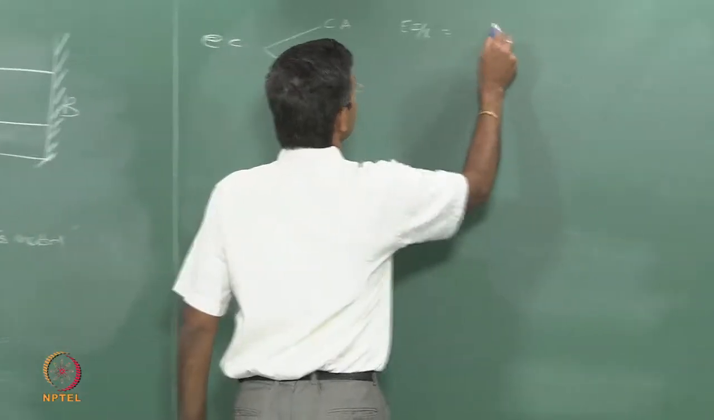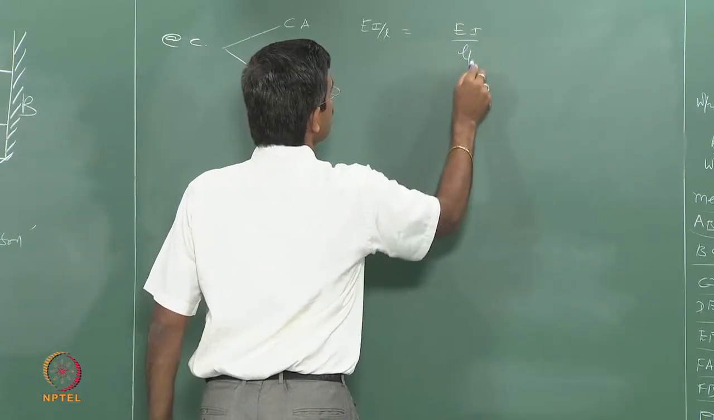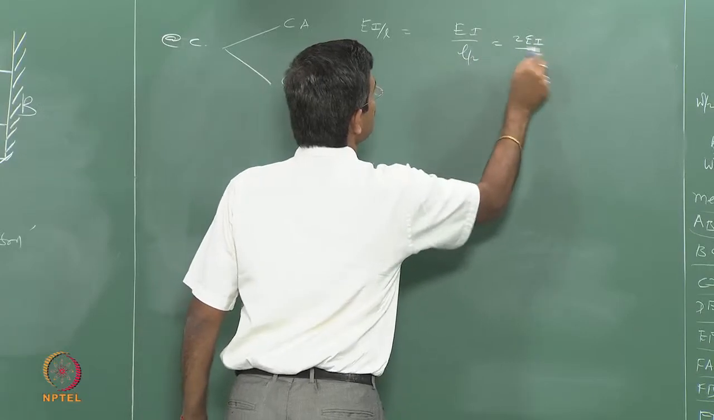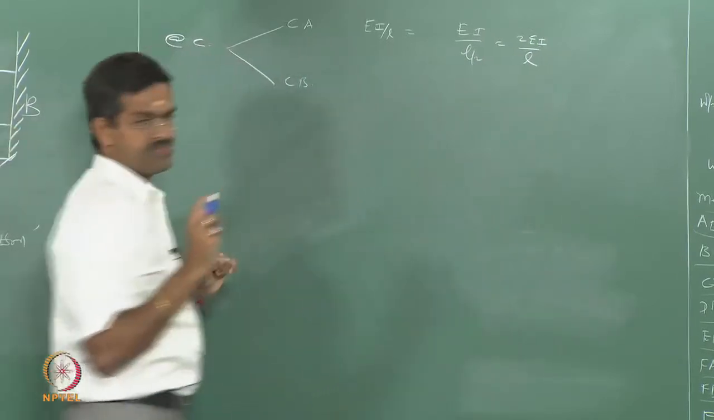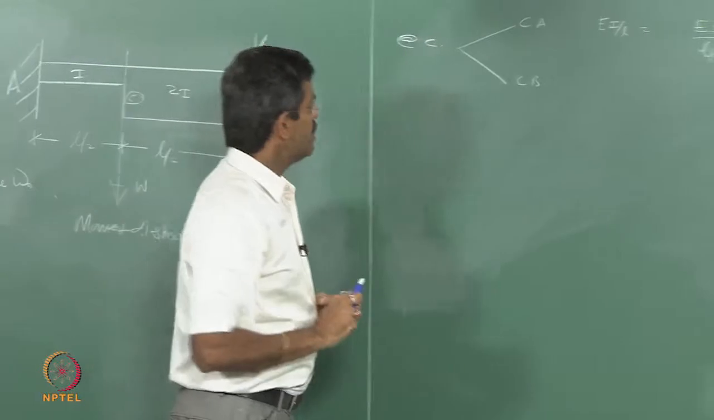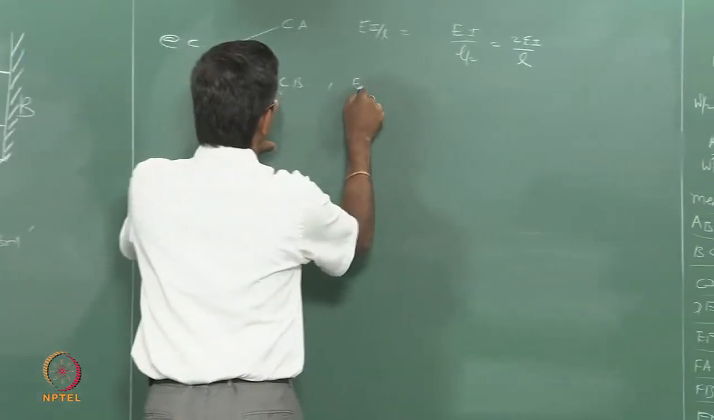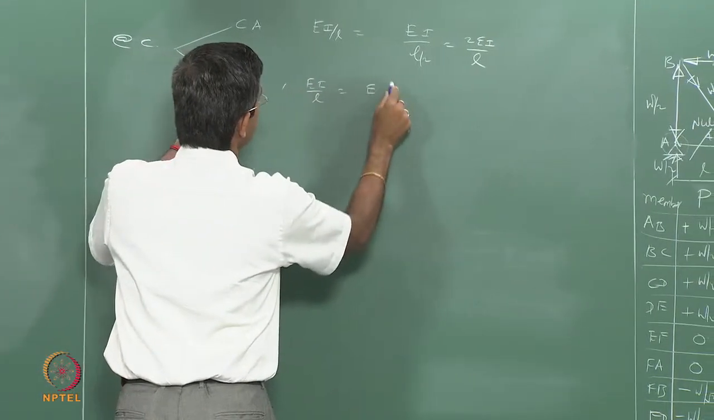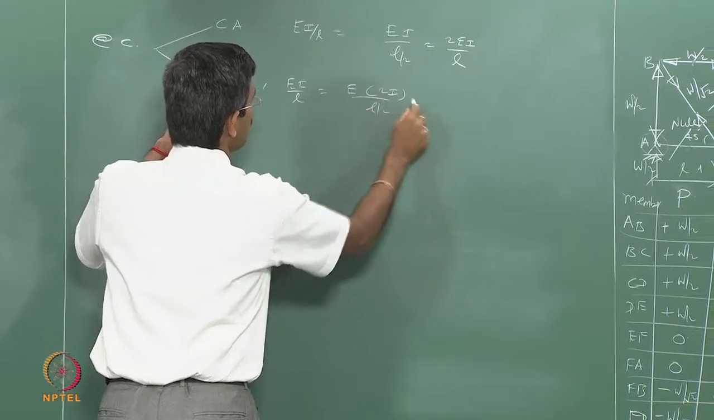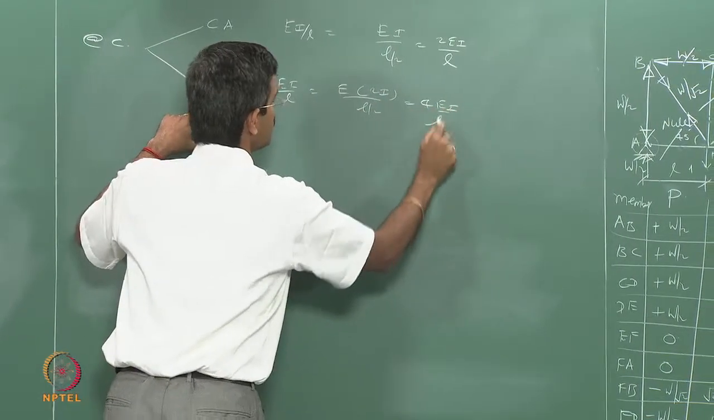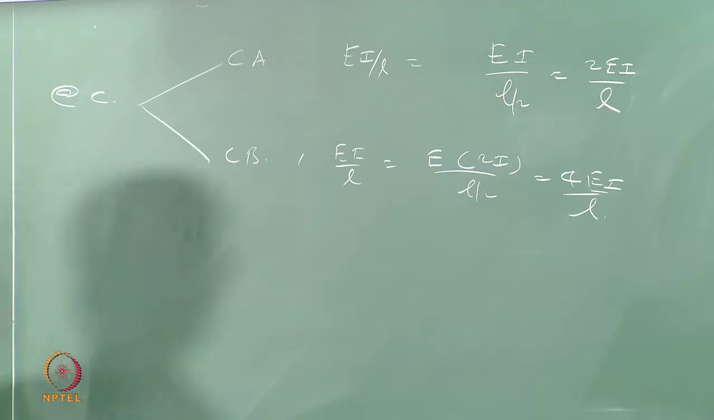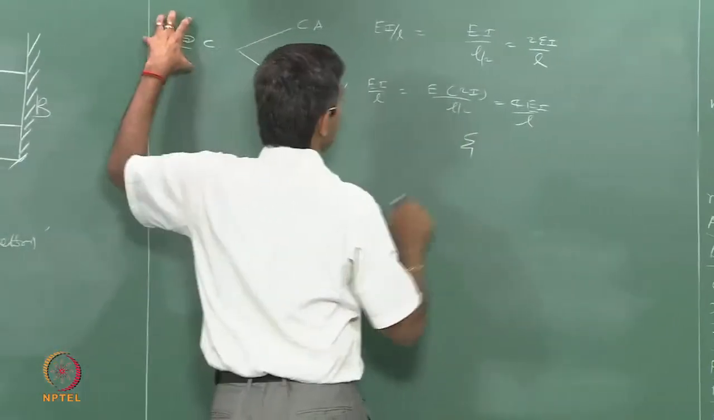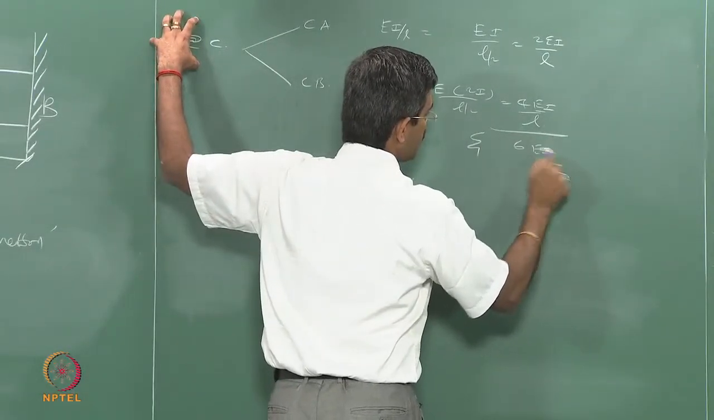So, EI by L is a general equation, but in my case it is EI by L by 2, which is 2 EI by L, because L is L by 2 in this case. Similarly for CB, again it is EI by L, but I must say it is E 2I by L by 2, which is 4 EI by L. So the sum of these at this joint is nothing but 6 EI by L.